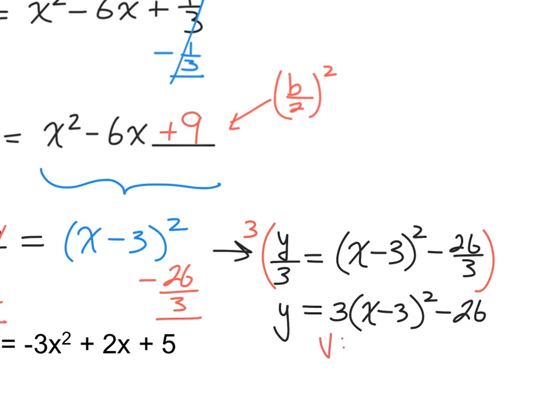All right, and what is my vertex? 3, negative 26. And my axis of symmetry? X equals 3. All right, axis of symmetry is a vertical line. Vertical lines are always in the form of x equals.